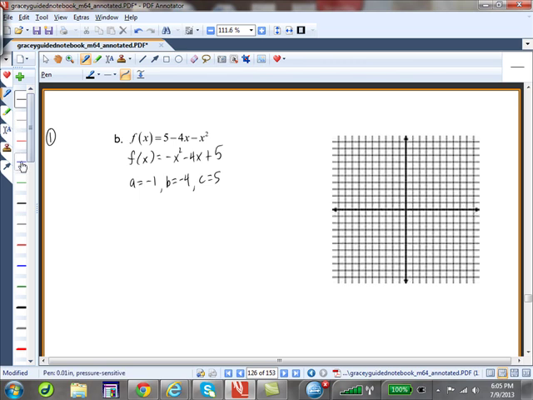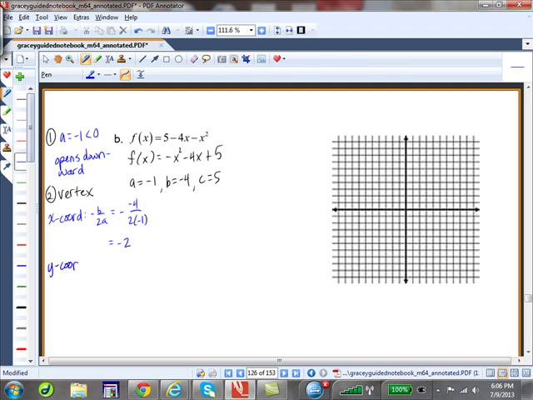So step 1, A is -1. That one's less than 0, so it opens, good, downward. Secondly, finding our vertex. So the x-coordinate of the vertex will be at -b over 2a, which is 4 over 2 times -1. I've got 3 negatives there, so I end up with a -2.